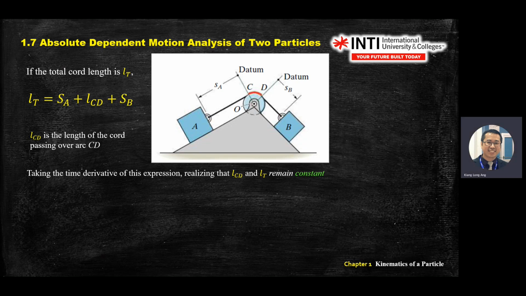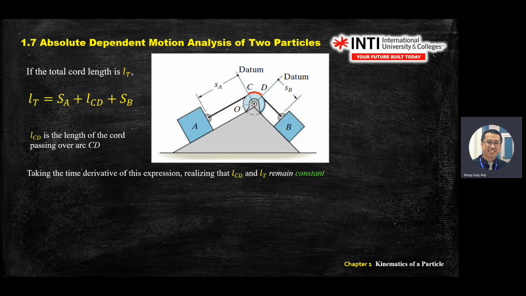When you differentiate the length of CD, what do you get? The CD doesn't change, so you get 0. Then SB, S is a position or displacement. When you differentiate it with time, what do you get?